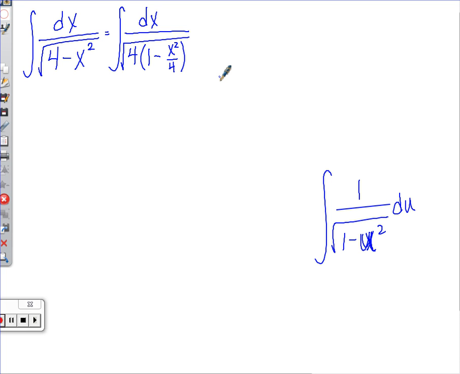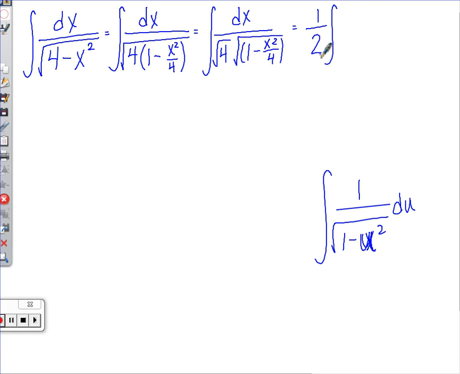Okay, so the 4 became a 1 and made us happy, right? And now I can say that that's dx over square root of 4, because multiplication I can separate. Square root of (1 minus x squared over 4). I don't need the parentheses there, but I decided they made me happy. Square root of 4 is 2, and I can move that out as 1/2, dx over square root of 1 minus x squared over 4. Now I have 1, I'm happy with the 1.